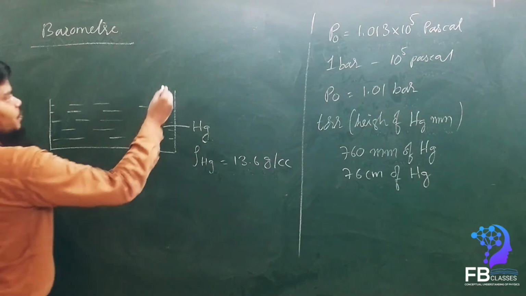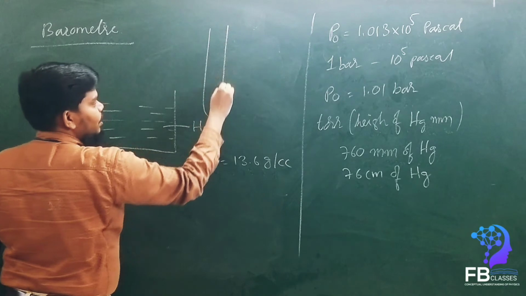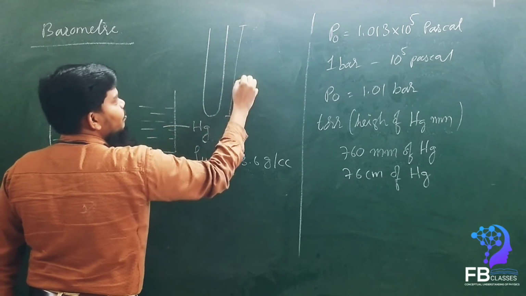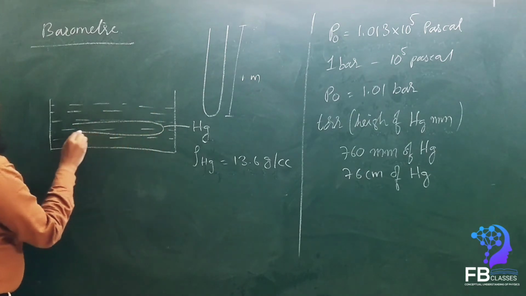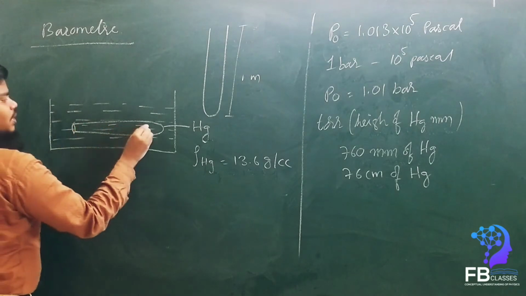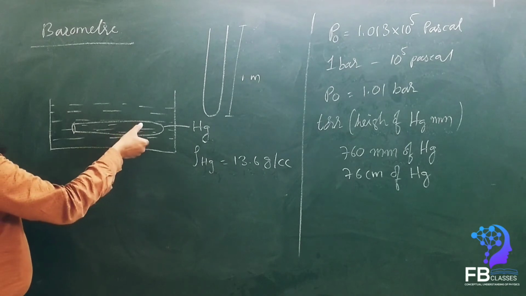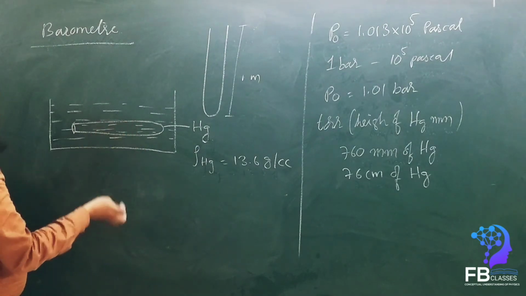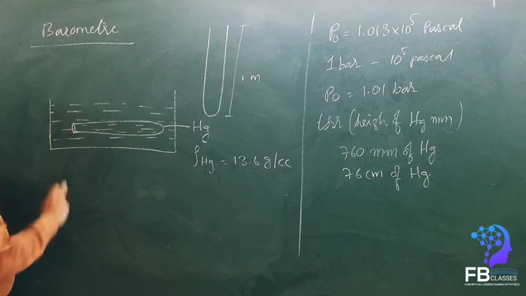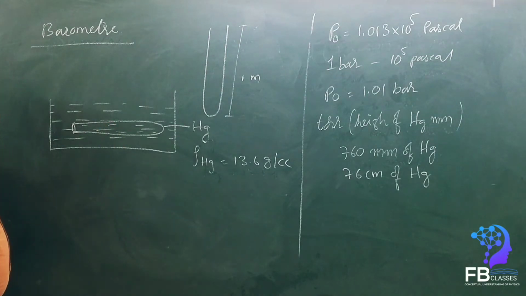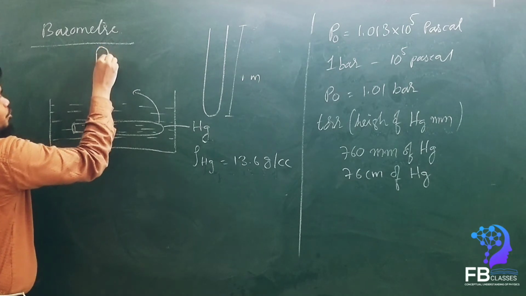Now what do we have to do? We have to take a test tube of 1 meter length. Just dip it into the mercury, like this. Simple experiment. Mercury will come into the tube. Then you pull it up in such a way that the open mouth of the test tube stays inside the mercury, and you pull it out like this. Now the test tube will come here like this.